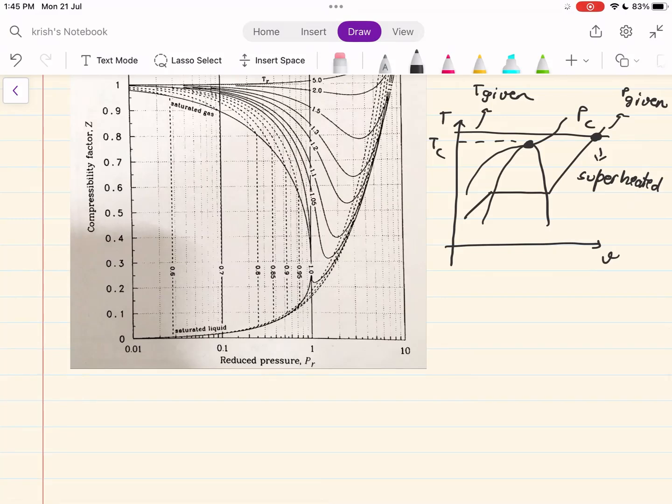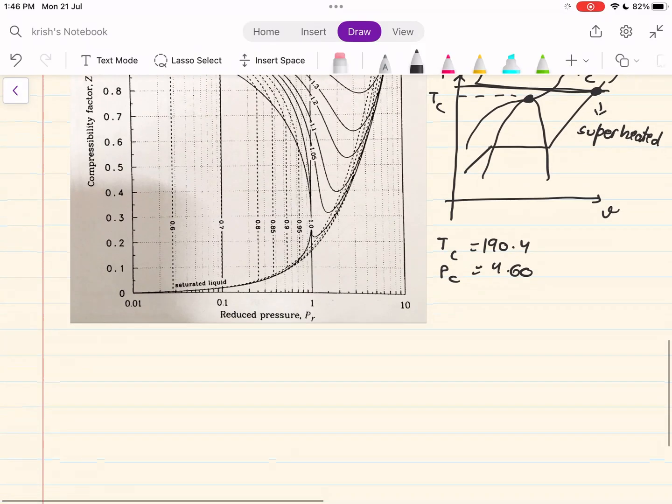If you see the table, your TC value should come out to be 190.4, PC should come out to be 4.60, sorry, and correspondingly we have drawn this graph and seen that it is in fact superheated. Again, do it yourself.